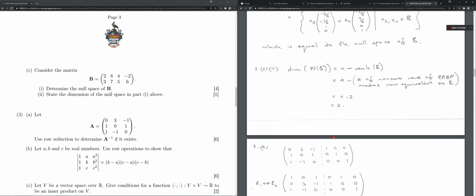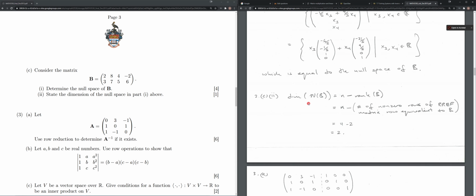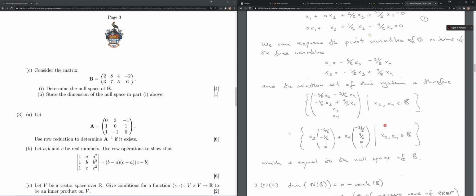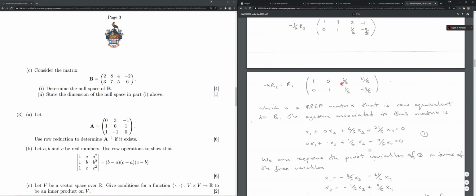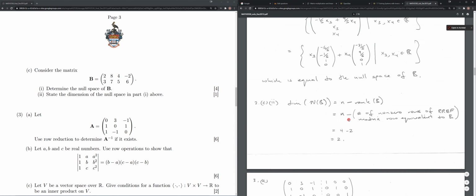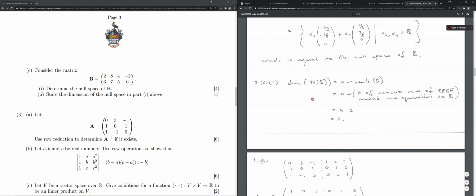Okay, so the dimension of the null space, which is n minus rank of B, which is n minus the number of non-zero rows of the RREF, is... So this n is the number of columns. The number of columns that I have over here is 1, 2, 3, 4, so the number of columns, small n, is 4. The number of non-zero rows is 2 in the RREF. Okay, so what I get is 4 minus 2. So the dimension of the null space is 2. Okay, so that's how you would actually calculate it.